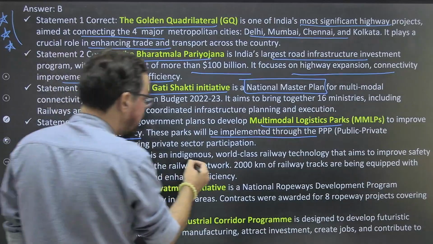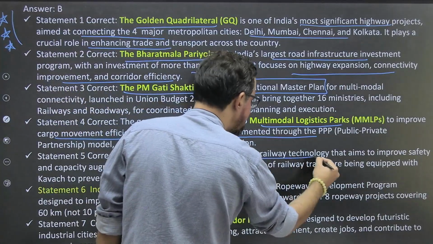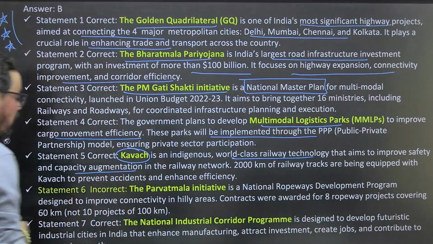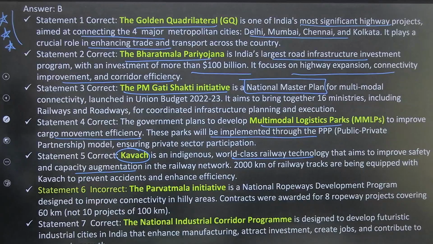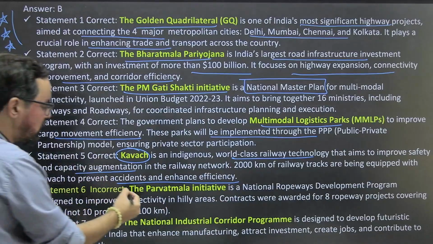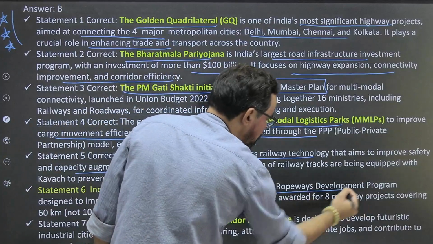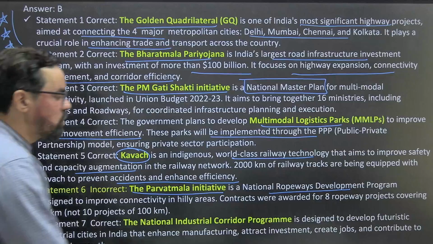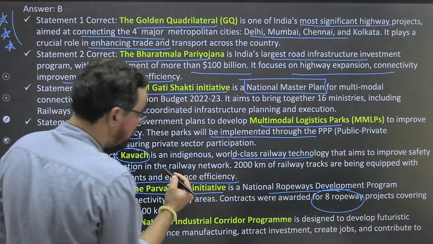Kavach is an indigenous world class railway technology that aims to improve safety and capacity augmentation in railway networks. 2000 kilometers of railway track are being equipped with Kavach to prevent accident and enhance efficiency. ठीक है? Bharatmala project is a national ropeway development program designed to improve connectivity in hilly areas. Contracts were awarded to 8 ropeways. ठीक है? So 8 ropeways, we have mentioned 8 only, na?